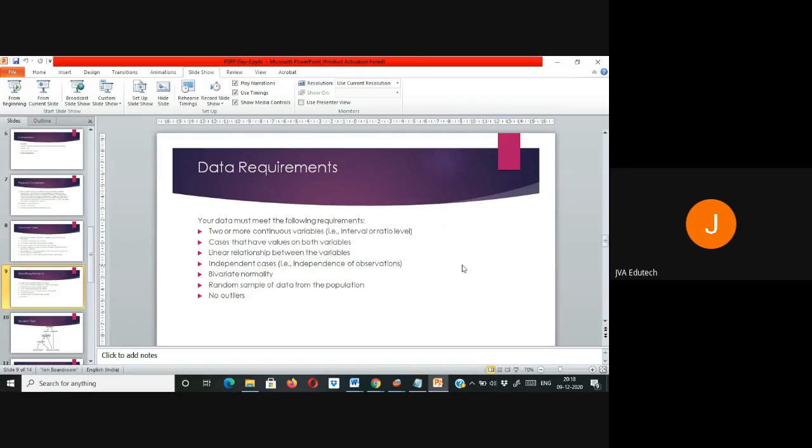Data requirements are that you should have two or more continuous variables, meaning taken on an interval or ratio scale. Cases should have values in both the variables. A linear relationship should be there between the variables. Cases should be independent of each other; they should not affect each other. There should be bivariate normality. Data should be taken from a random sample, and there shouldn't be any outliers.